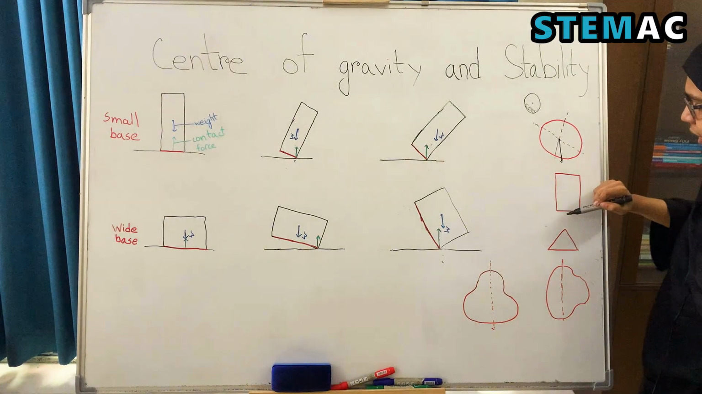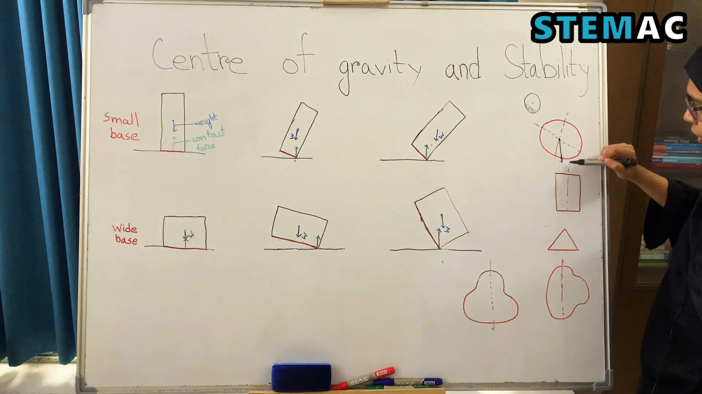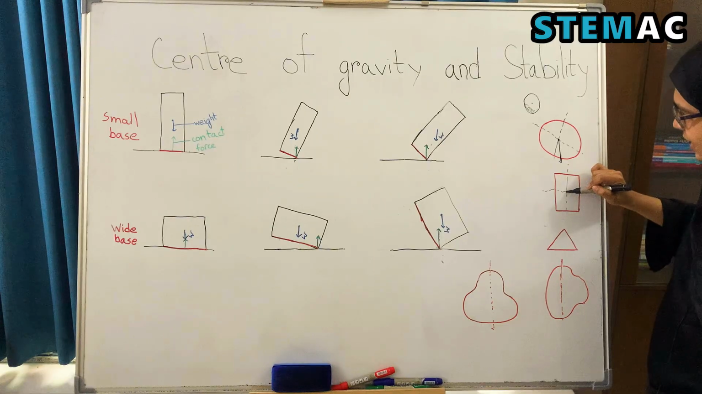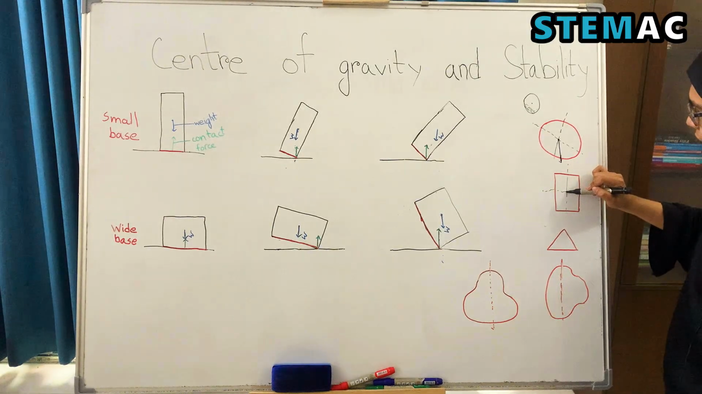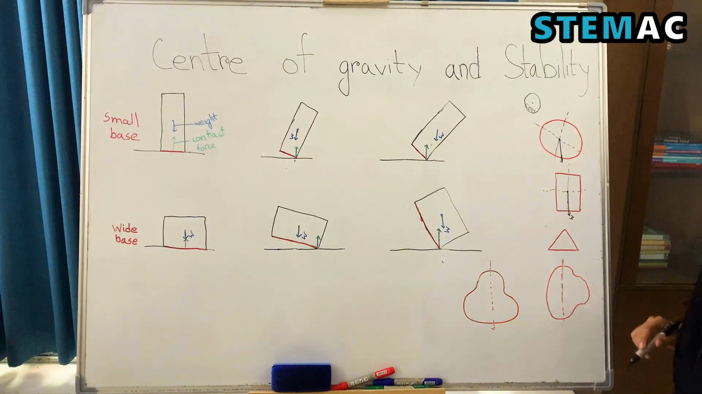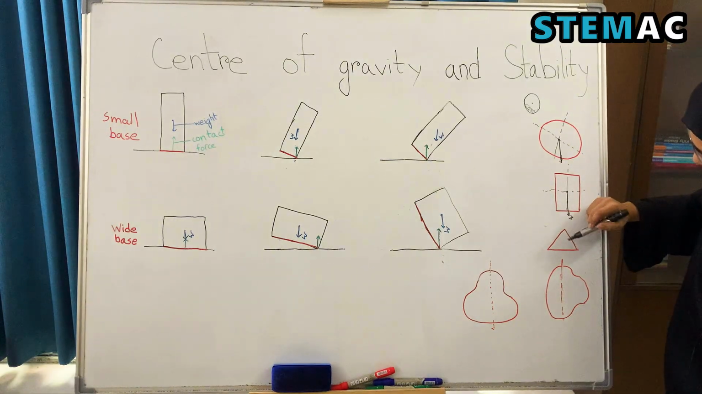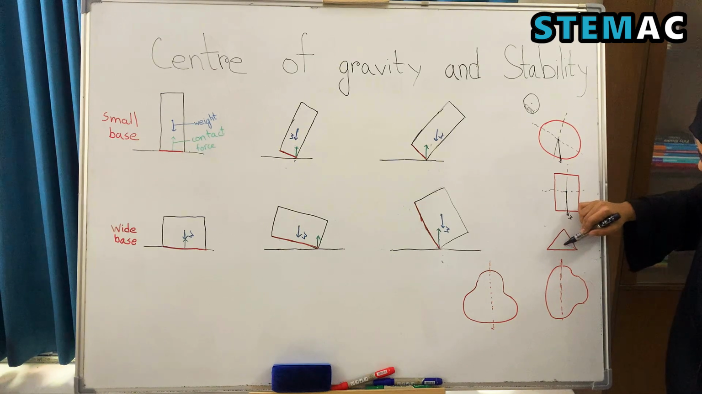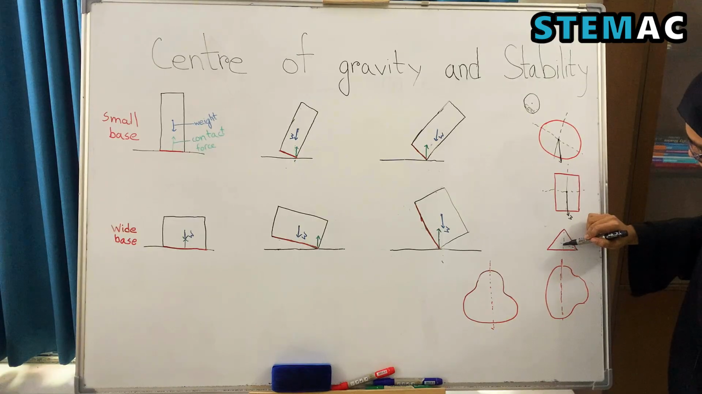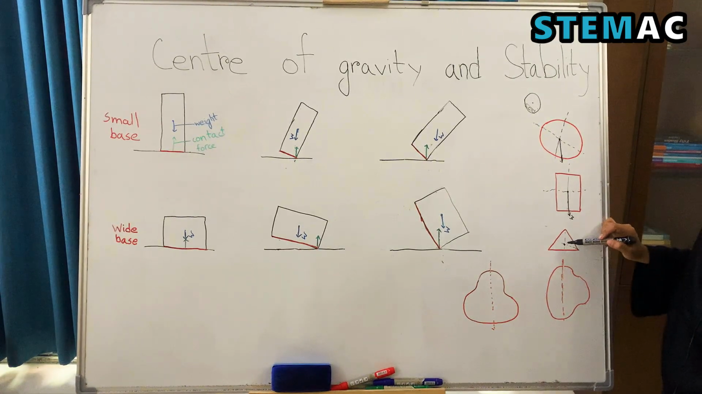Similarly, for this rectangle, if we find two lines of symmetry, this is the center and the weight will appear to act from this point, and this is the center of gravity. For triangles too, if we find two lines of symmetry, it's the center point, so it's the center of gravity for the triangle.